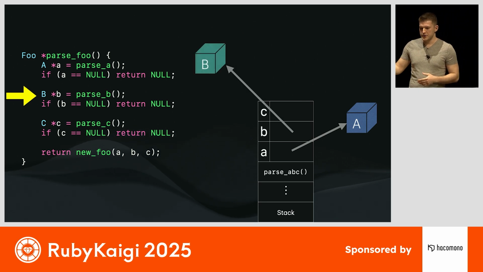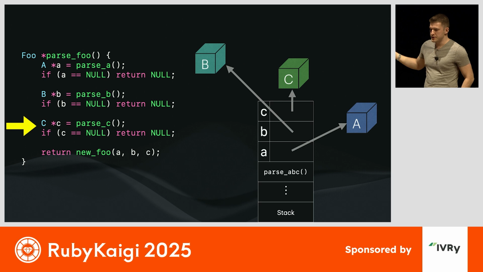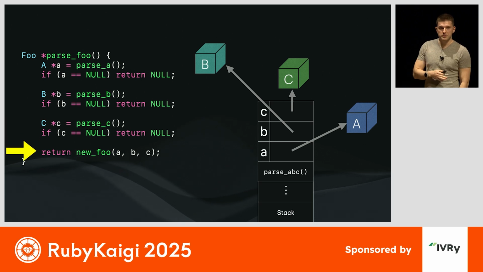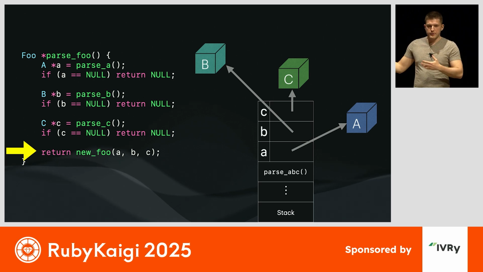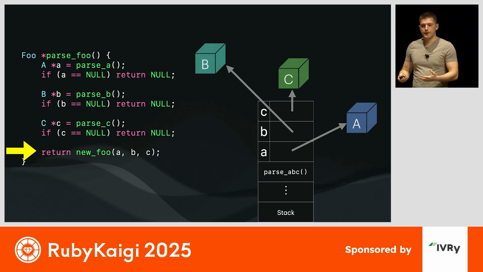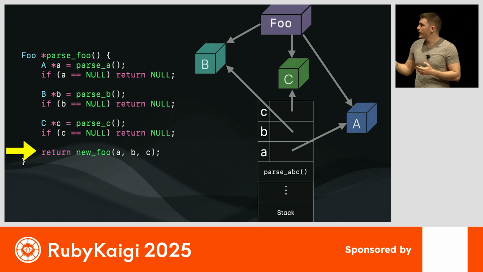Similarly, we'll call some function parse B. It's going to parse some stuff, capture that data in a B object, and we'll point to it. Lastly, we'll do the same for an object C. So all this parsing succeeded. And what we want to do is package up this data together. So at this point, ownership over these objects belongs to the stack frame of our current function call. But when we create a new foo object, it's going to have pointers to those three objects.